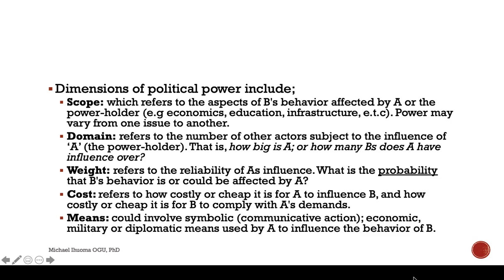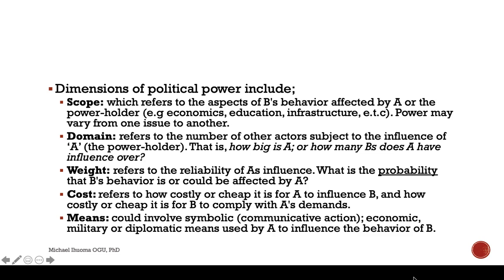So in comparison with Chad, for instance, or Niger Republic, Nigeria has a wider domain of influence on the African continent in comparison with all of these countries I've mentioned earlier. So how big is the power holder? And how many actors does the power holder have influence over? That determines the domain of influence, the domain of power.